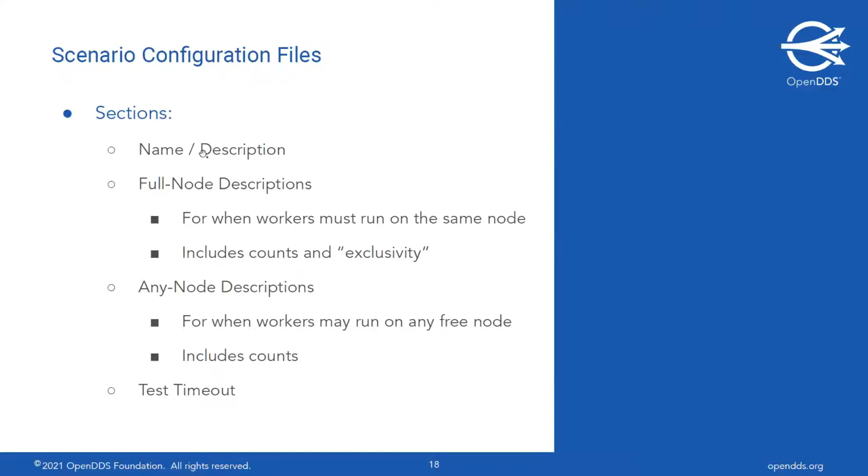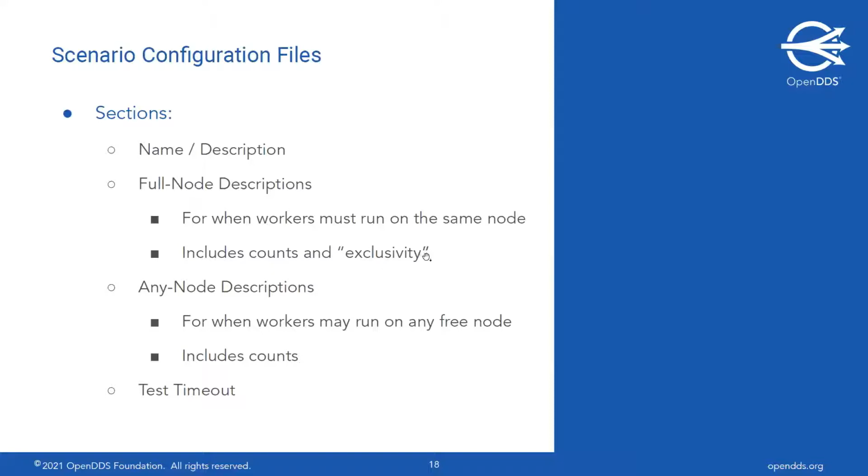It's describing the test overall, and then it can have, or it can have both, a full node description, which is what you might use when you need to guarantee that workers run on the same node. This would be very important for things like shared memory, where if they're not on the same node, they won't connect to each other. And it includes the counts for the different workers that you want. So you would specify perhaps one configuration file, but you want to run 3 or 4 of them on the same machine.